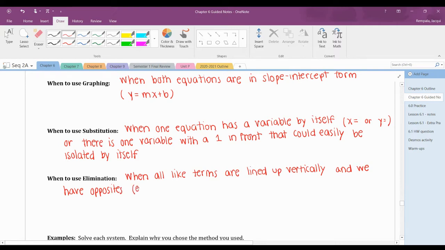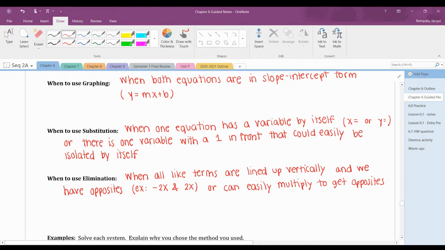That means that one of our variables, like x, say one of them is a negative 2x and the other one is a positive 2x. Those are opposites. Remember, in elimination, we're trying to cancel something right away. So if they're already opposites, then bam, they are gone. We're good to go with elimination. If we see like terms lined up vertically, but we don't necessarily have opposites, we can then easily multiply to get opposites. That's when we would want to use elimination.